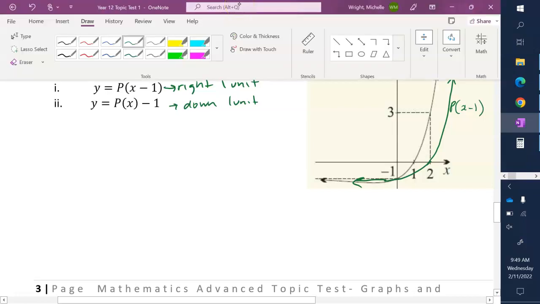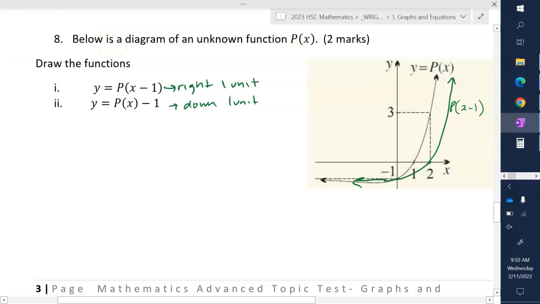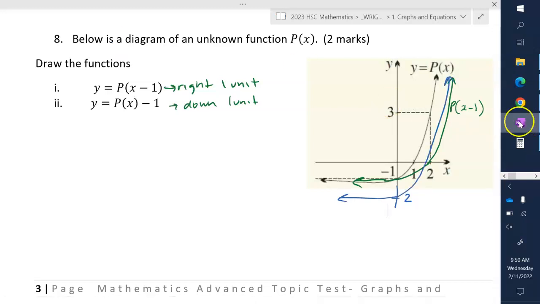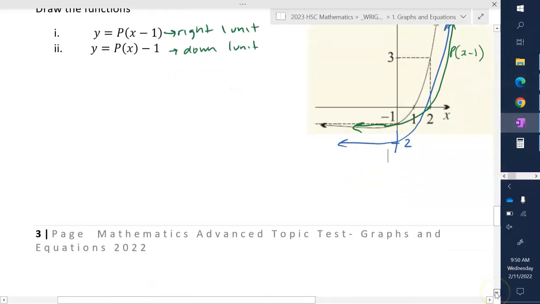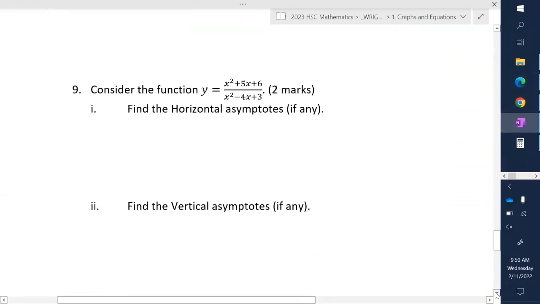Just change colours. If it's p of x minus 1, the whole thing's going to shuffle down. So I'm going to go down to minus 1 unit, and everything's going to translate down a little bit. I'm not really great at drawing that here, but that's what it's going to look like. And that's what you needed for those graphs there. Nice easy marks. Let's go over to the next page.